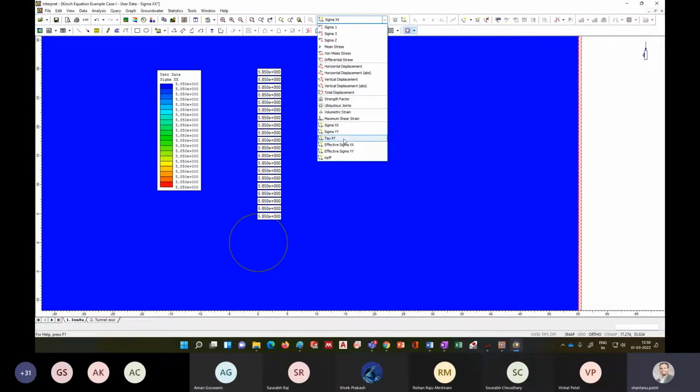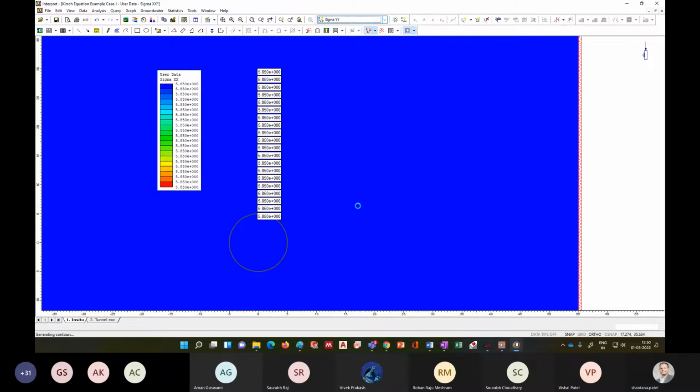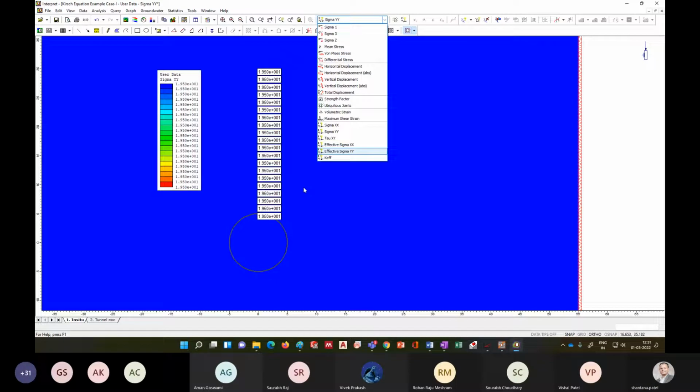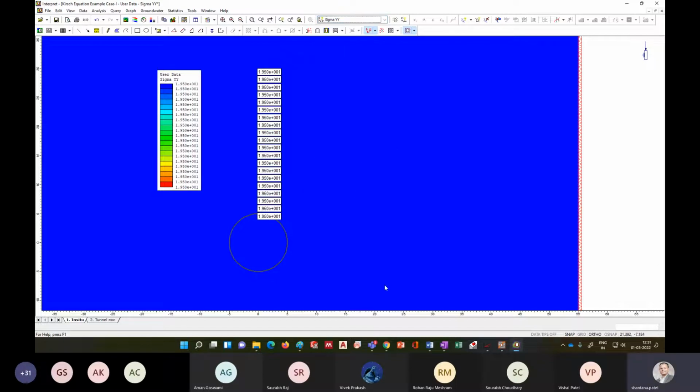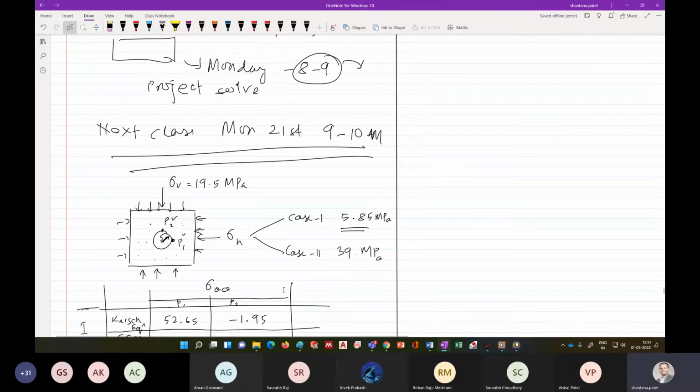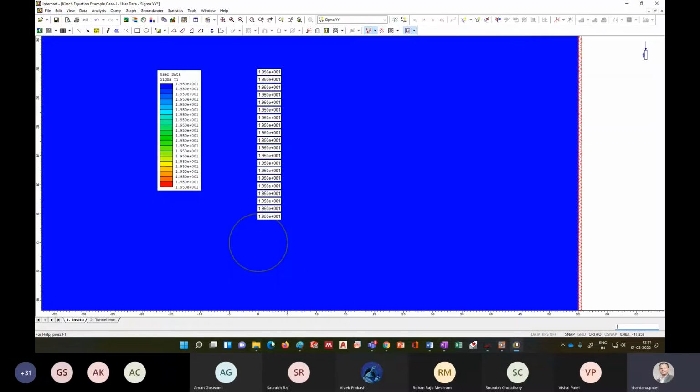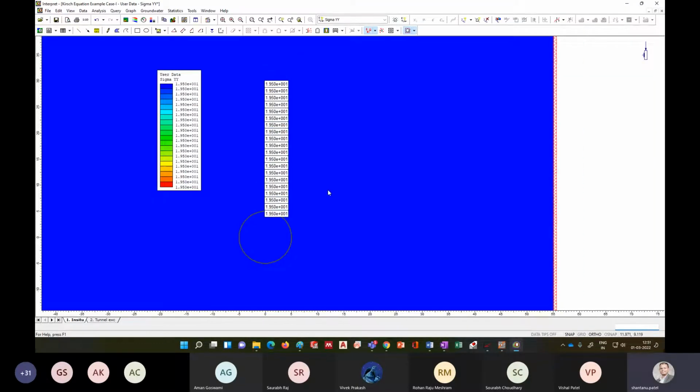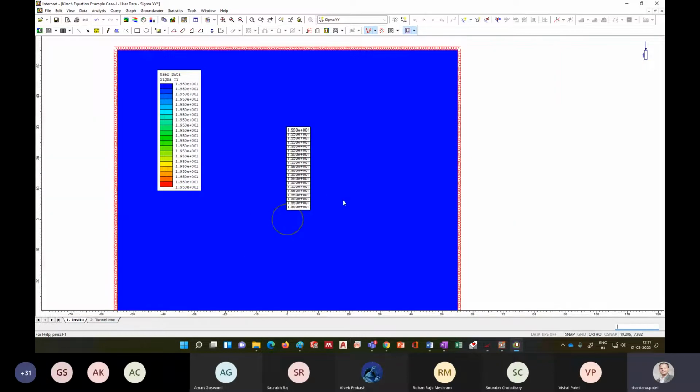So what is the vertical stress? Can anybody tell me what vertical stress we applied to the model? Come on. What was the vertical stress we applied to the model? Yes, 19.5 MPa, right? So that is why we are getting 19.5 throughout the model. It means you applied the boundary condition correctly. This is what it means. Okay, so let's see some other things.